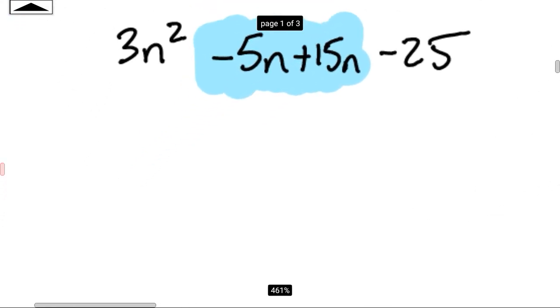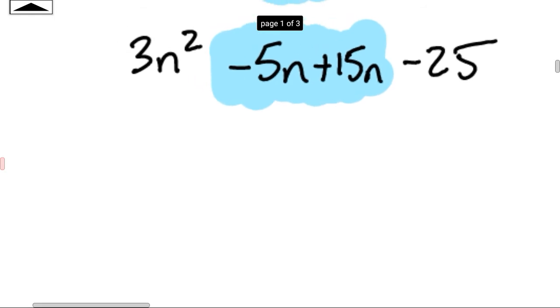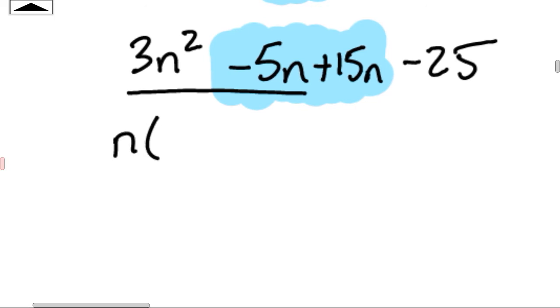So now we have 4 terms, and we factor by grouping. So this is essentially 2 GCF problems smushed together. So how do we do this? Look at the first 2 terms. What can I factor out of those two? 3 and a 5, can't take anything out. How about the n's? I can take 1n out. N times what makes 3n squared? 3n. N times what makes negative 5n? Negative 5.